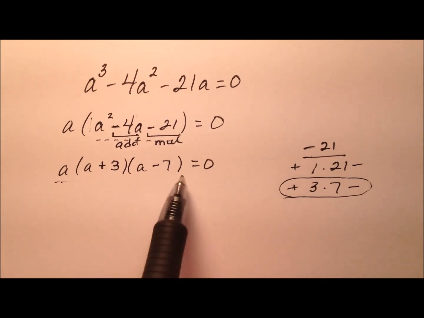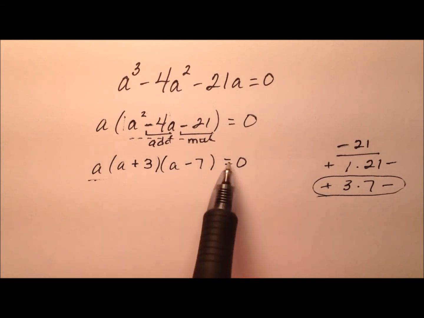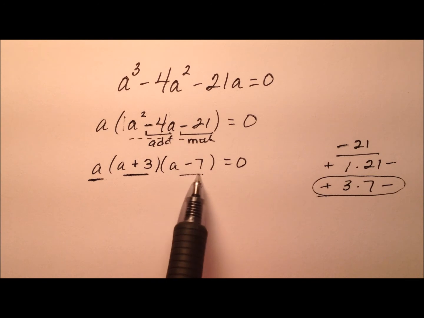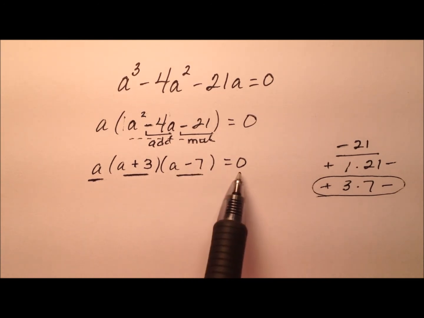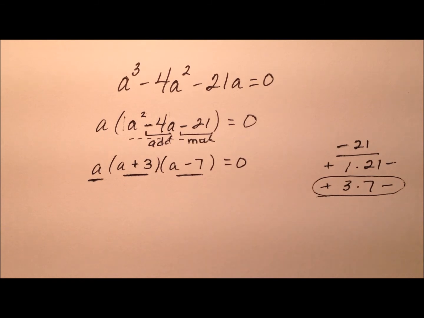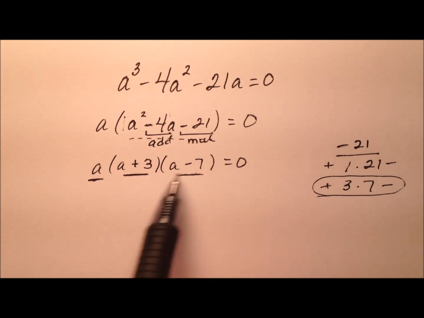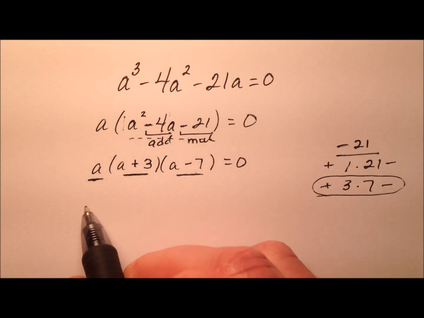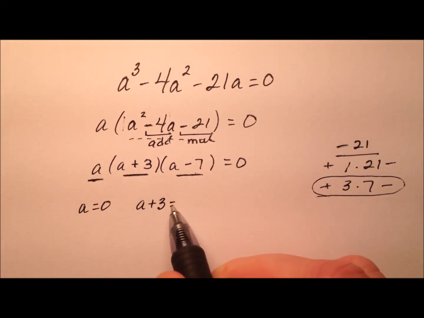So we have this left side factored completely now. So what this looks like is I have a, and then a plus 3, and then a minus 7, and all of these factors are being multiplied together, and they give me 0. So I can use the 0 property of multiplication, which says if I'm multiplying all these and I get 0, well, one of these has to be 0. So I'm going to account for all of them, and I'm going to go ahead and set each factor equal to 0.